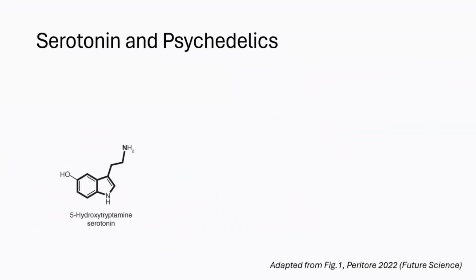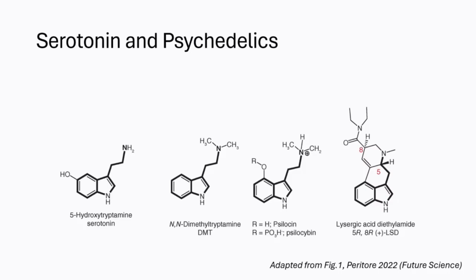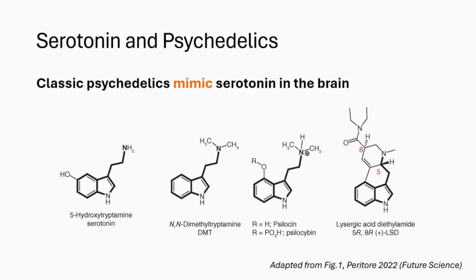So, here is a photo of serotonin, 5-hydroxytryptamine, or 5-HT for short, and here are some photos of some psychedelics. You've got DMT over here, psilocybin and LSD. And hopefully what you can see in all of these is that they have this really similar backbone. They contain this type of thing across all of them. And this is an early hint that psychedelics are presumably going to be acting through some sort of serotonergic mechanism, because they do look very similar. And classic psychedelics do in fact mimic serotonin within the brain.